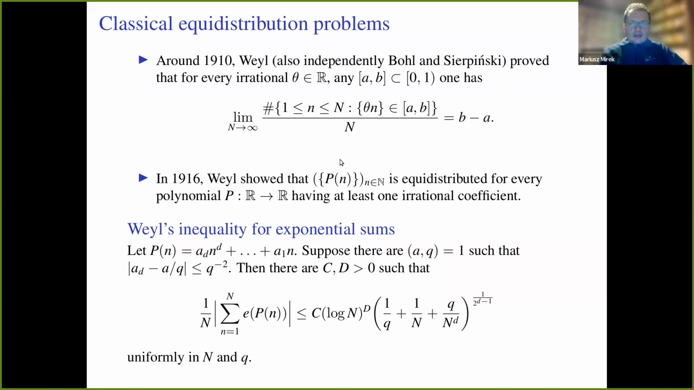But a few years later, Weyl showed that if we consider a polynomial having at least one irrational coefficient, then the fractional parts of this polynomial are equidistributed in the unit interval. And so this is a very interesting paper. I had a chance to look at this paper recently when I prepared this talk.